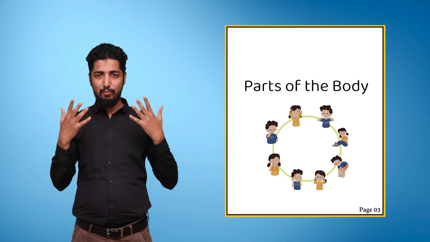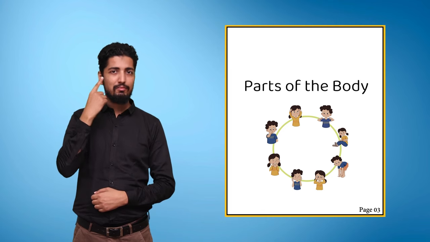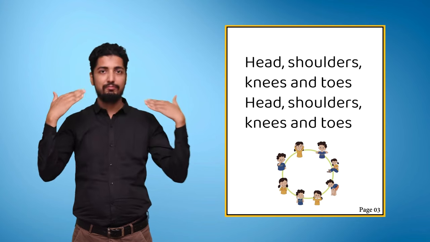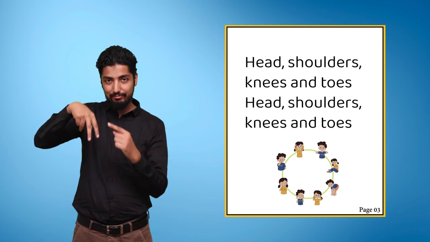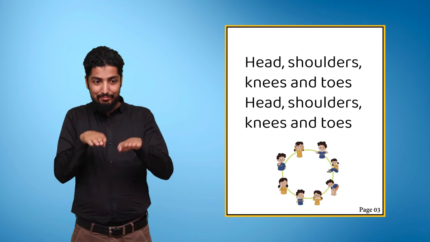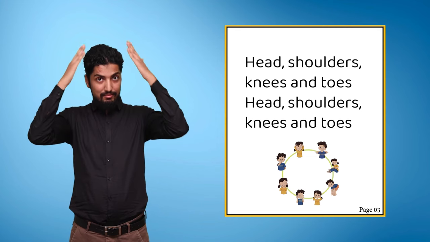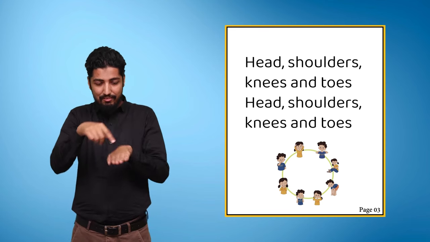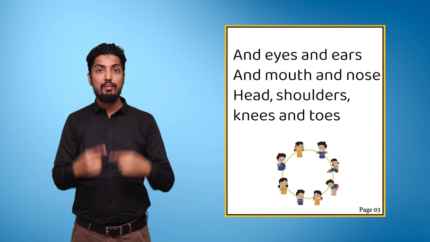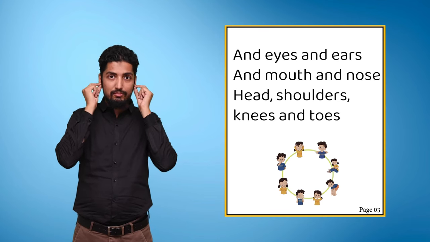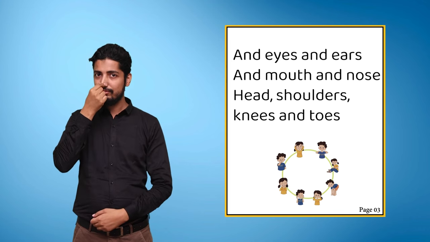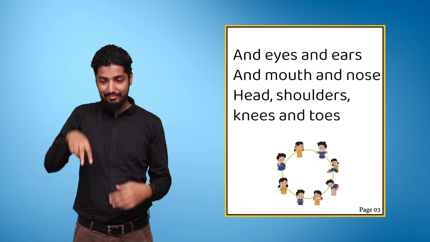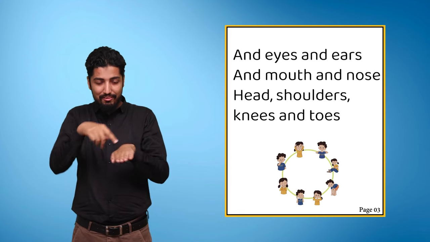Parts of the body. Head, shoulders, knees, and toes. Head, shoulders, knees, and toes. And eyes, and ears, and mouth, and nose. Head, shoulders, knees, and toes.